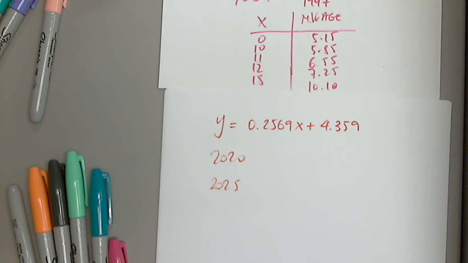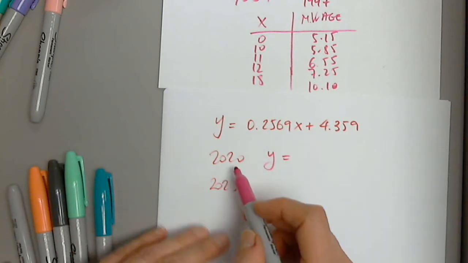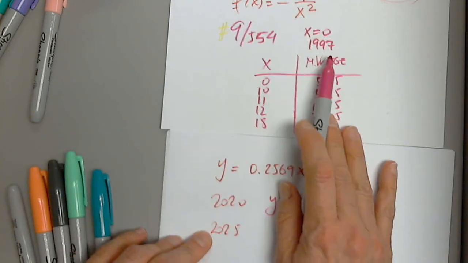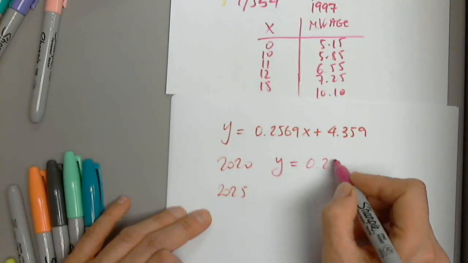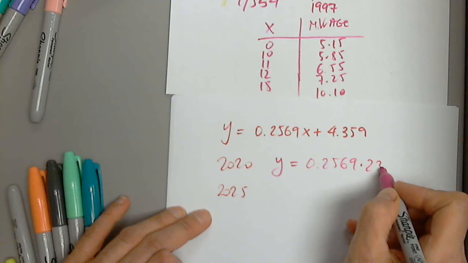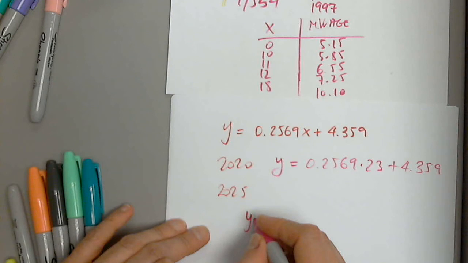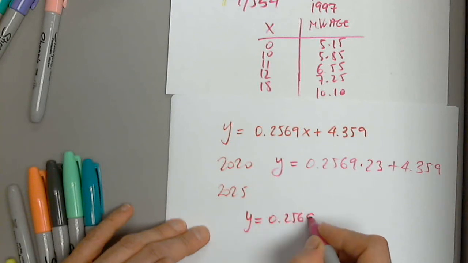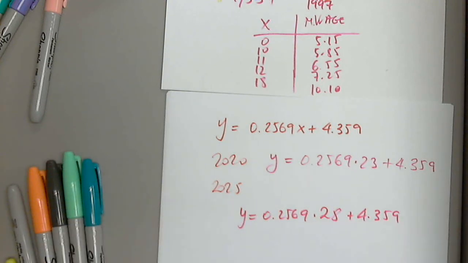Part B. Use the regression line to predict the minimum hourly wage in 2020 and then in 2025, assuming the trend continues. So how do I determine what happens in 2020 or 2025? Yes. So I have y when 2020. Remember, the reference is 1997. So it's 23 years. Very good. So 0.2569 times 23 plus 4.359. And the other one will be y equals 0.2569 multiplied by 28 plus 4.359.